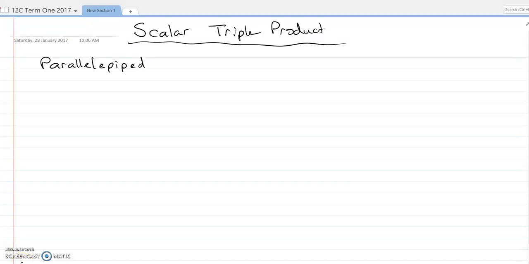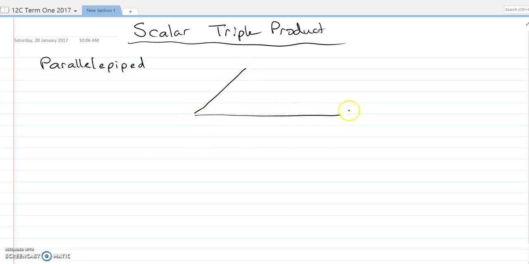Alright, next video, we're going to do an application of the vector cross product here, and we're going to do it to find the volume of this strangely named shape, which is parallelepiped. So let me draw what this shape looks like. Okay, it's going to be a 3D shape.